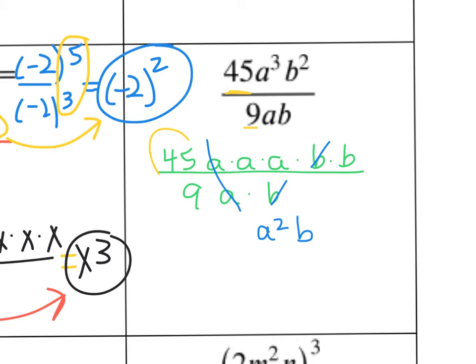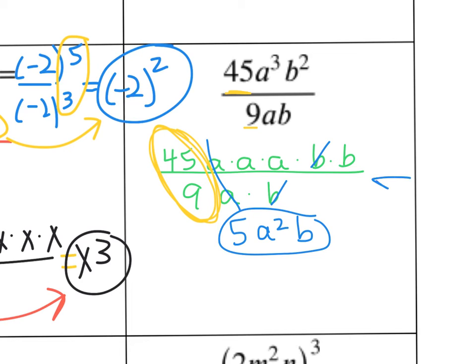And then the coefficients, like the problem above, you do your regular math or your regular operation with those, because these are not the same base. We have a 45 and a 9. So now we just do the math. What is 45 divided by 9? And that is 5. So this would be our final answer.